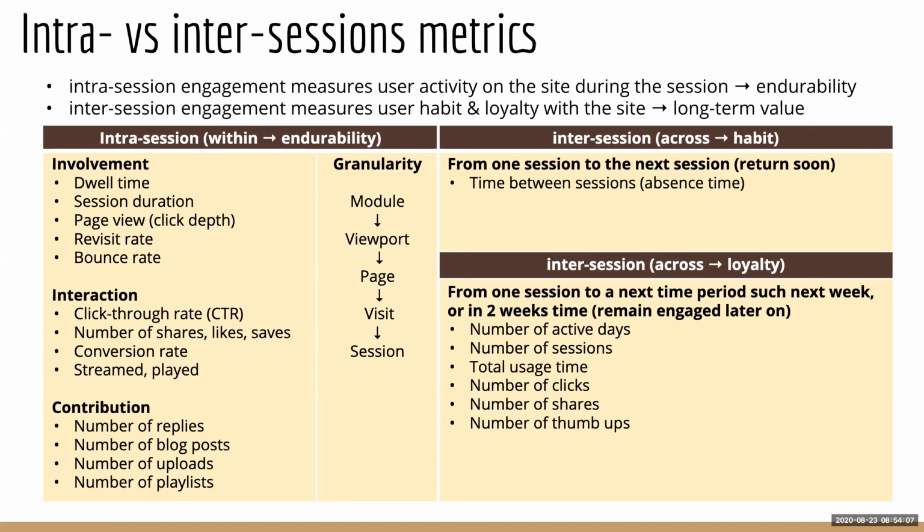As introduced earlier, we have three levels of engagement: involvement, interaction, and contribution. What we listed here are examples of metrics. For involvement, for example, dwell time, session duration, revisit rate. Metrics that could be part of the interaction level, a type of engagement: click-through rate, number of shares, likes and saves, conversion rate. And contribution: number of replies, number of blog posts, number of uploads, number of playlists.